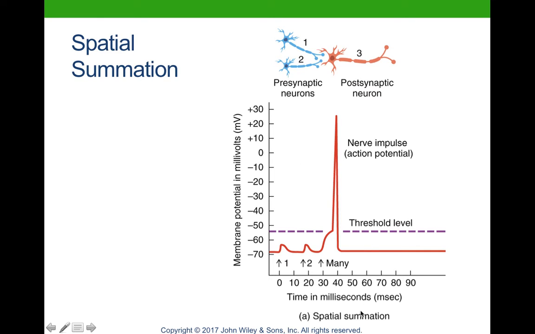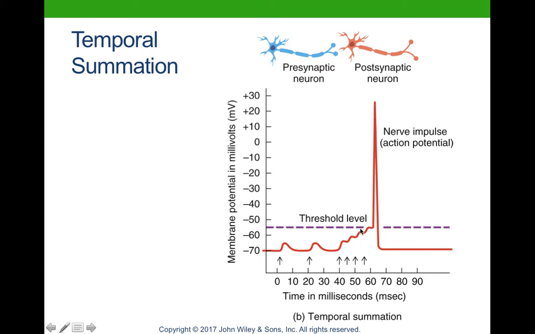Here we show that spatial summation will have several nerve impulses, and then eventually we will be able to reach threshold and create our nerve impulse over time. Whereas temporal summation, the impulses all pretty much occur roughly at the same time, but they're just a little stronger each time, and so we get finally to threshold and we'll reach our action potential.